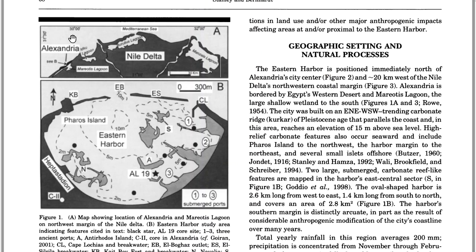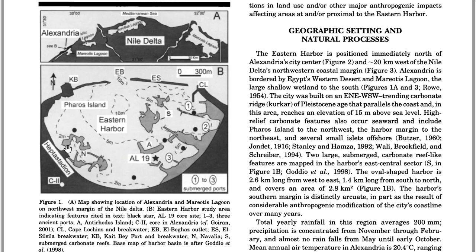I don't think I can write on this, and I don't know if you're seeing my mouse, but the top part, so this is figure A. This is showing you the Nile Delta, so this is the Mediterranean Sea at the top. And then section B of figure 1 is showing you the Eastern Harbor that they're doing their study on.